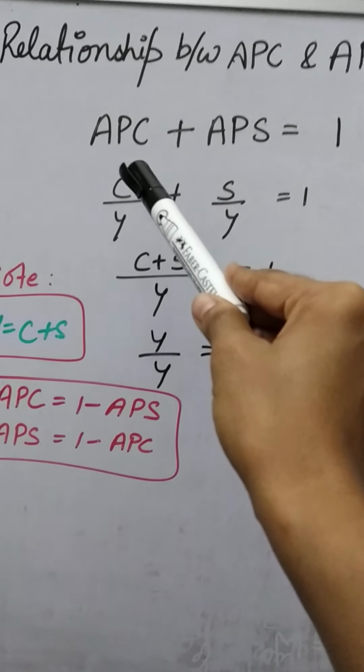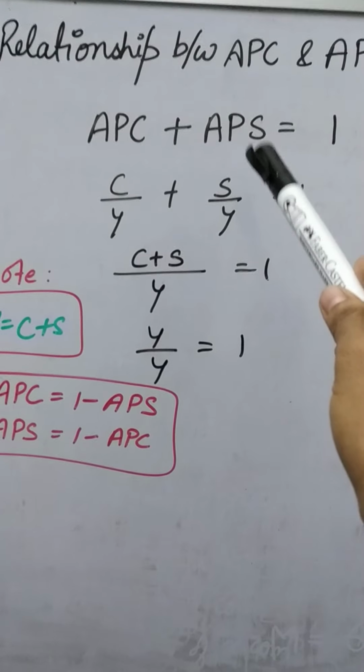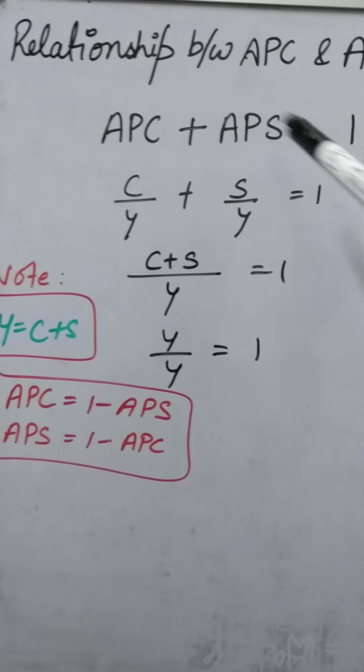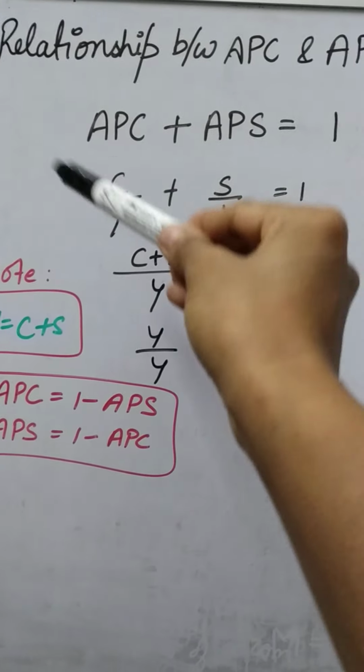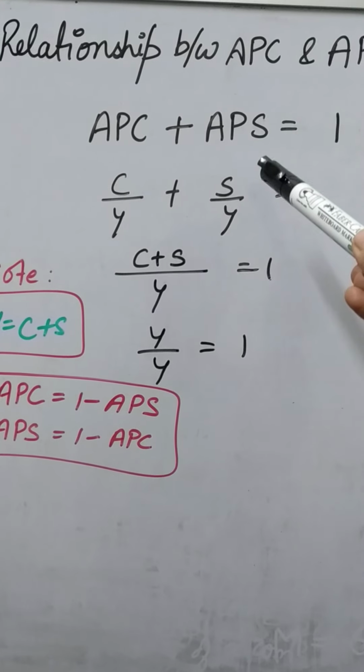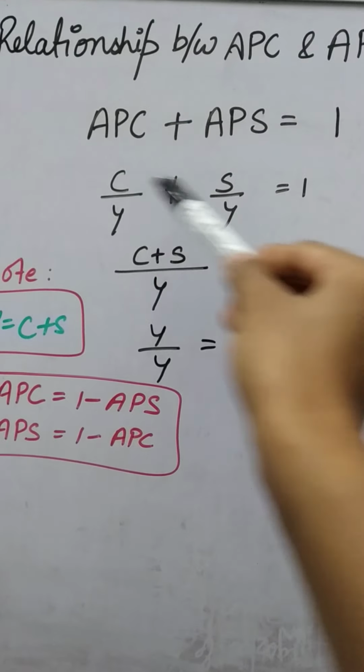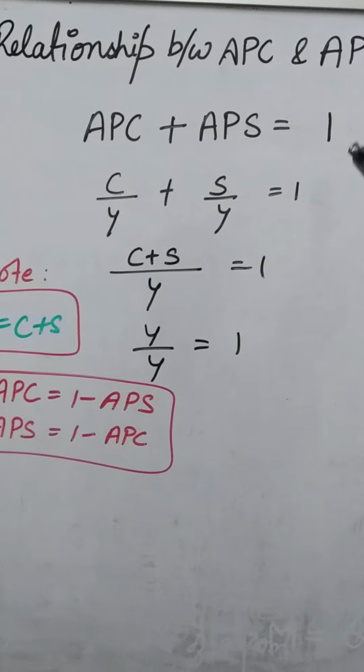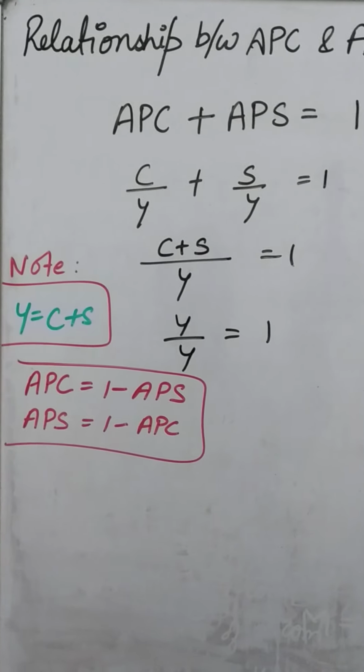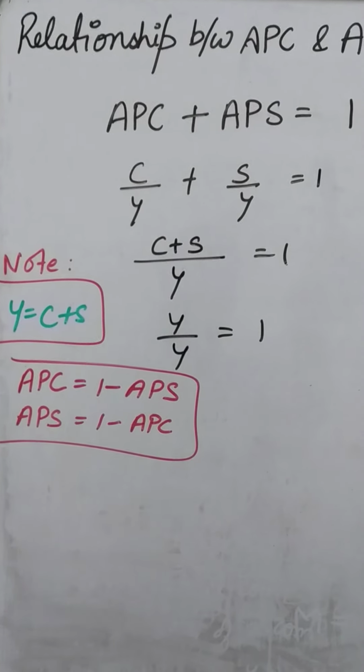If the APC value is 0.5, then APS will be 0.5. If this is 0.75, then this will be 0.25. If APC is 0.80, then this will be 0.20. That means this value will not exceed 1. I told you this reason yesterday also, when we discussed the features of APC and APS.